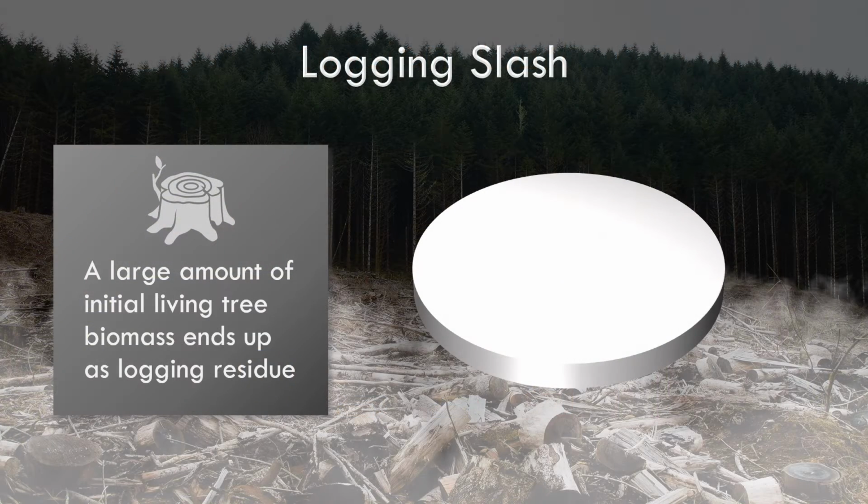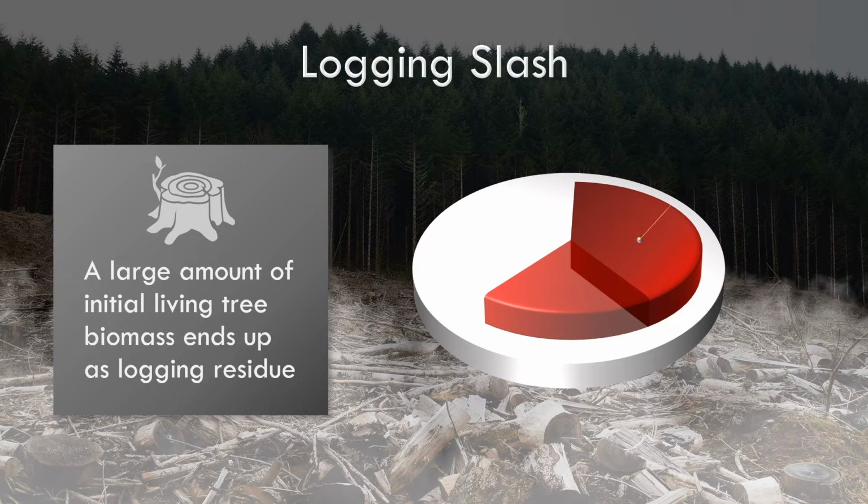At the point of harvest, typically between 40 to 60% of the mass of the initial living tree that has little economic value is left behind on the forest floor. This residue is called slash. While some of this slash can be collected and burned for energy, much of it remains on the forest floor to rot, or is burned simply as a waste disposal option. Either way, carbon emissions escape to the atmosphere.